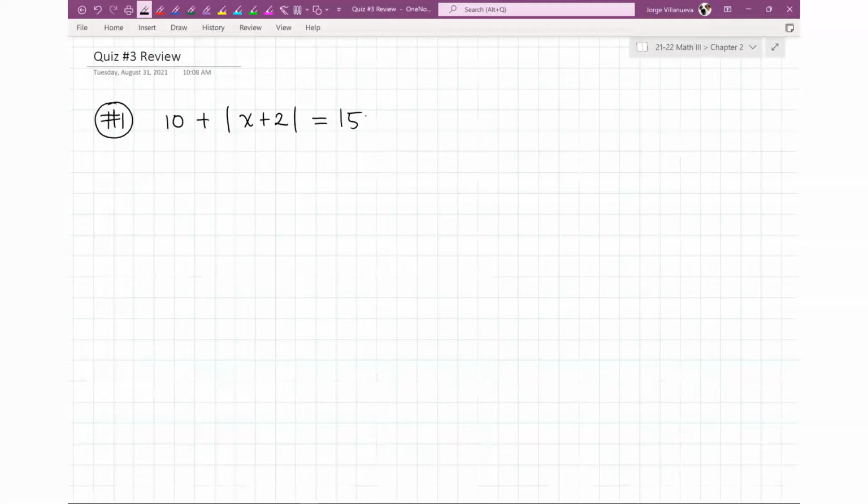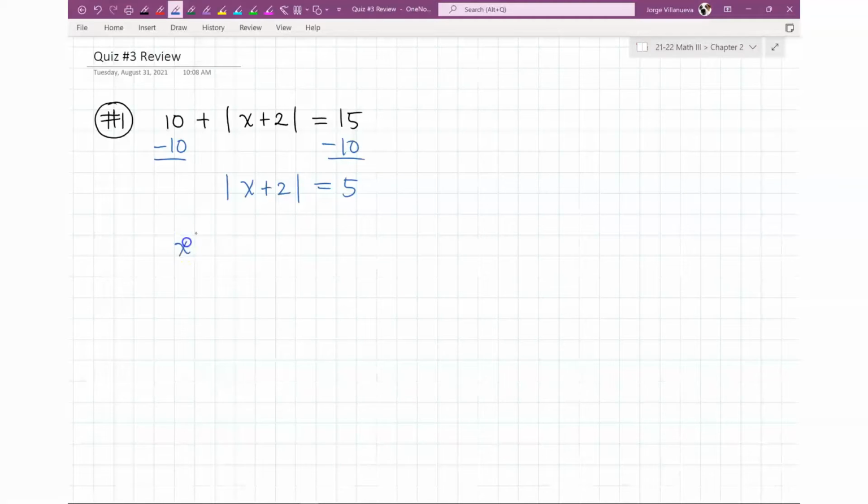Now remember, in order to solve absolute value equations, you need to get the absolute value all by itself, okay? So we'll subtract by 10, and we have absolute value of x plus 2 equals 5. And then once you have the absolute value all set up, then you're supposed to break it up into 2 equations, a positive and a negative, okay?